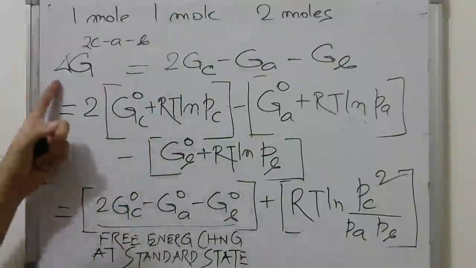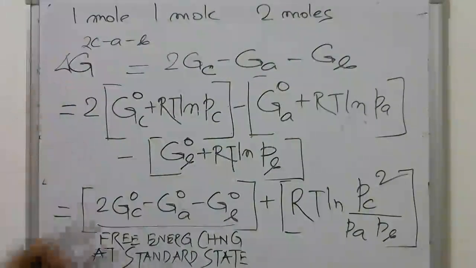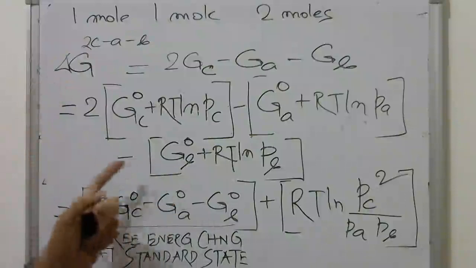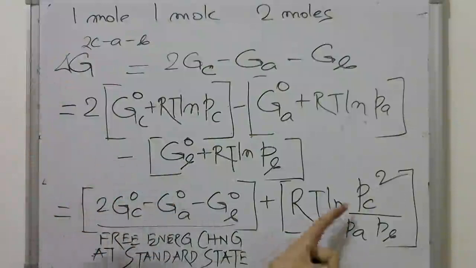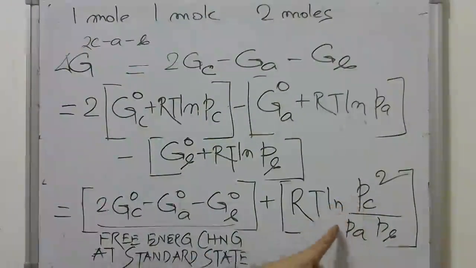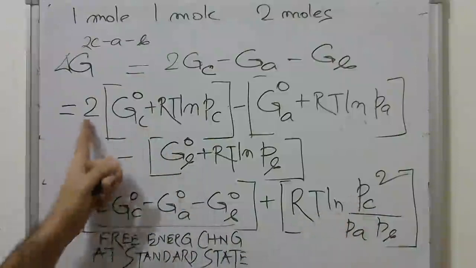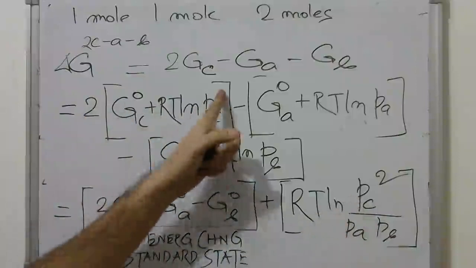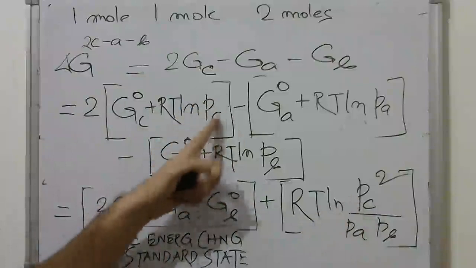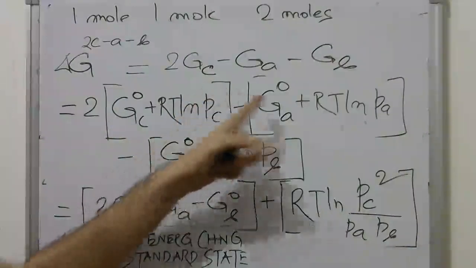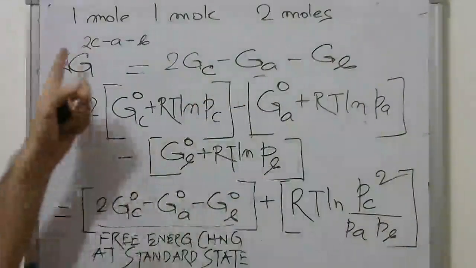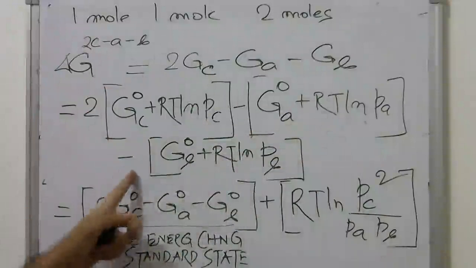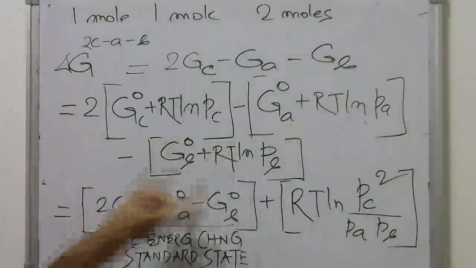So from a standard state to any non-standard state, I can calculate the change in free energy with respect to the partial pressures of the gases existing in the system. Please note that there is a 2 RT ln, so 2 goes here. For the logarithm it becomes the power, so PC square. The stoichiometric coefficients for A and B are 1, so this is 1 and 1.